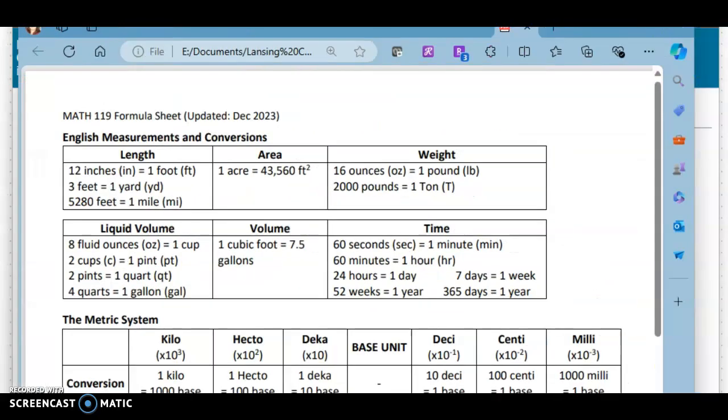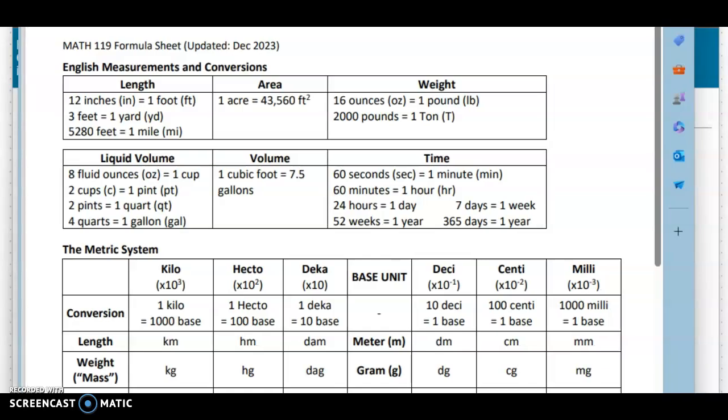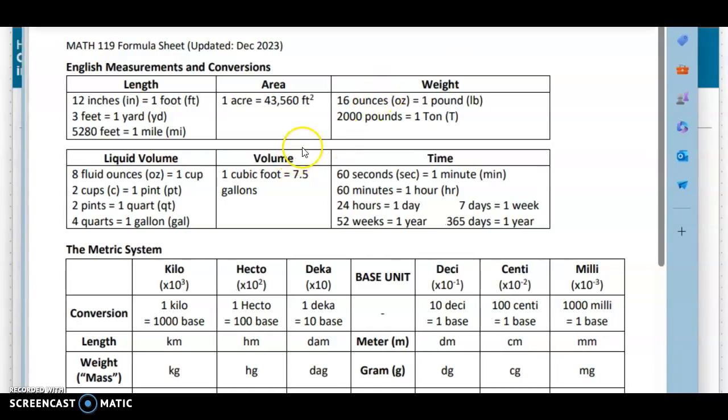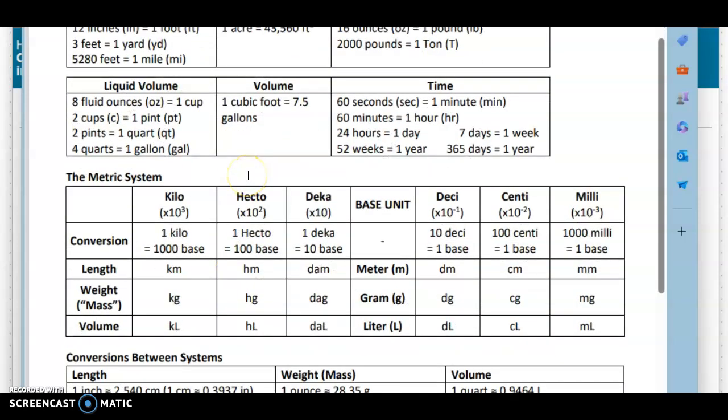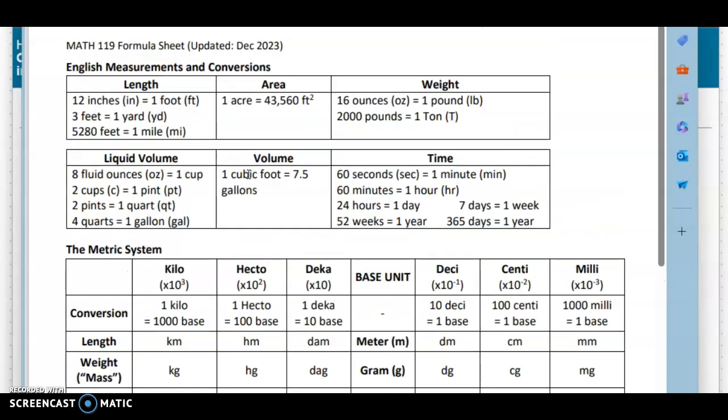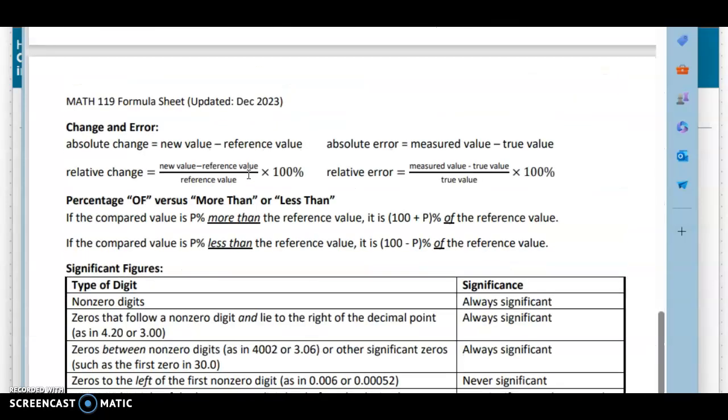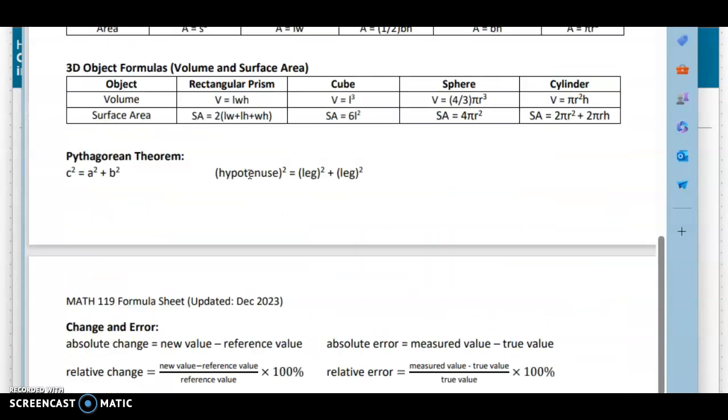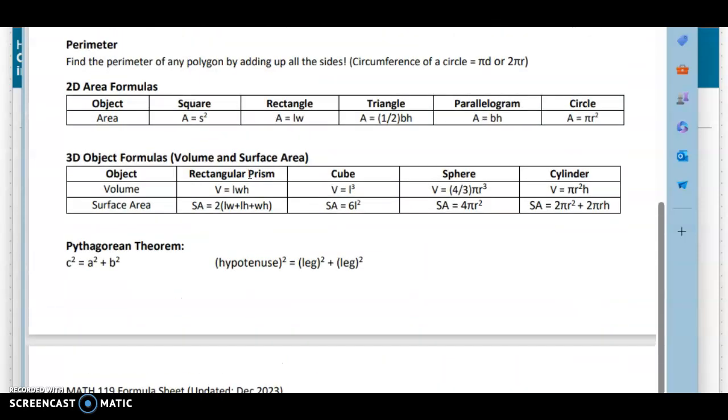Keep in mind that when you are working on these, you do have access to the formula sheet that is available in D2L. This formula sheet is also the formula sheet that you're going to see the whole semester for the exams. So you should get used to using this. This formula sheet covers the whole semester. So we have to look for where 10A formulas are, and we see them written here.